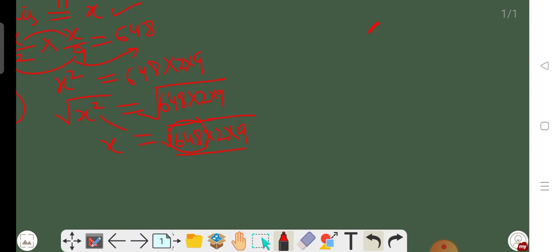Prime factors of 648: divide by 2, this will become 324, again by 2 this will become 162, again by 2 this will become 81. Now on 3 this will become 27. After dividing again by 3 it will become 9, and then 3 threes are 9 and 3 ones are 3. This is the prime factorization of 648.